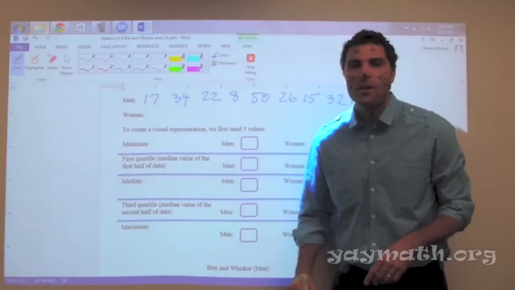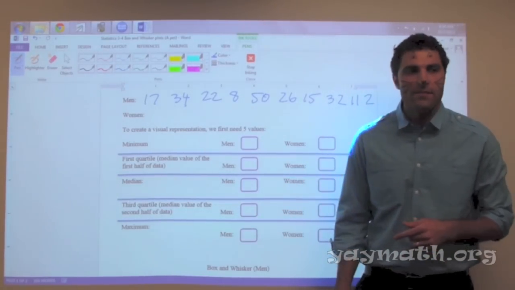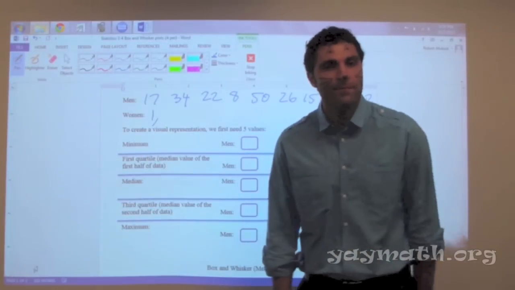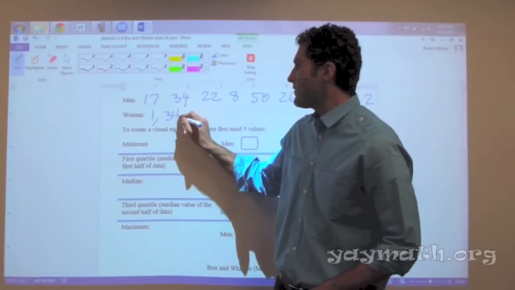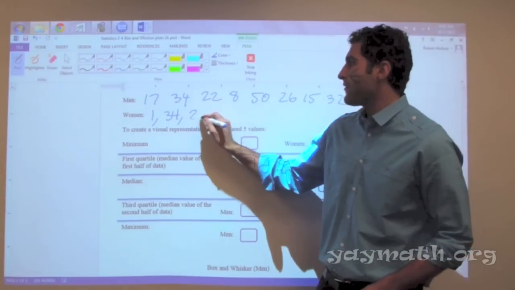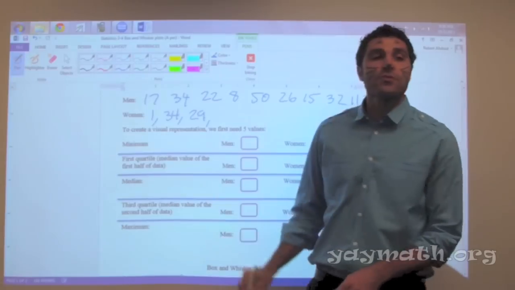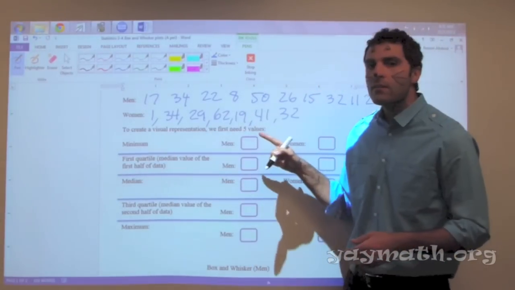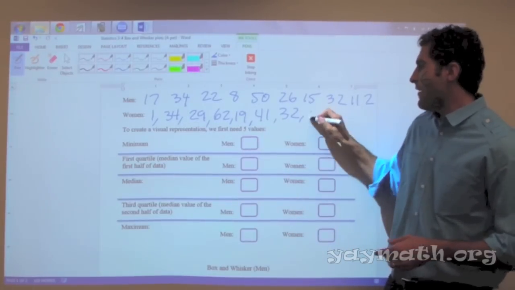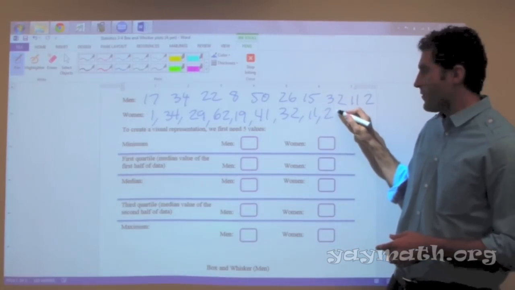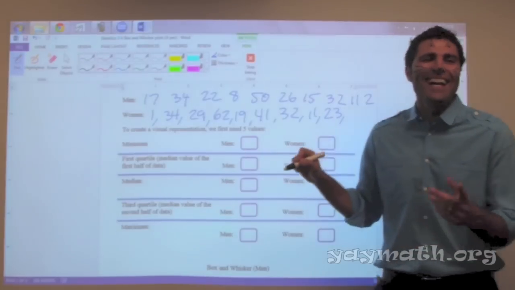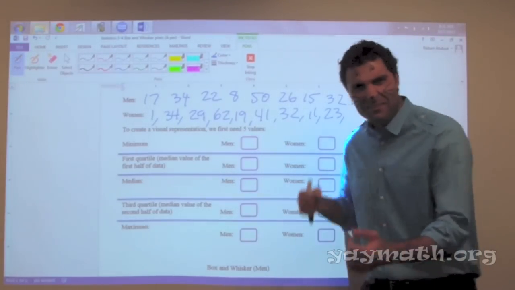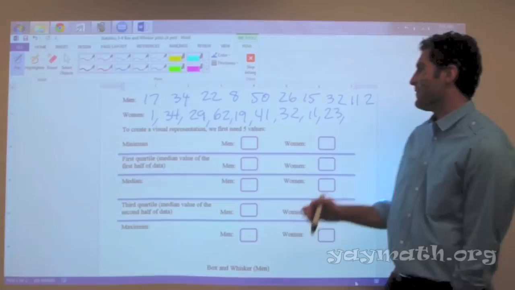All right, let's do data for women. Smiles twice per day. 1 as well. Okay, we're going to have a non-smiley woman. 34. 29, average smiles in a day, or actual smiles counted in one particular day. 19. 62. 11. 23. 30.